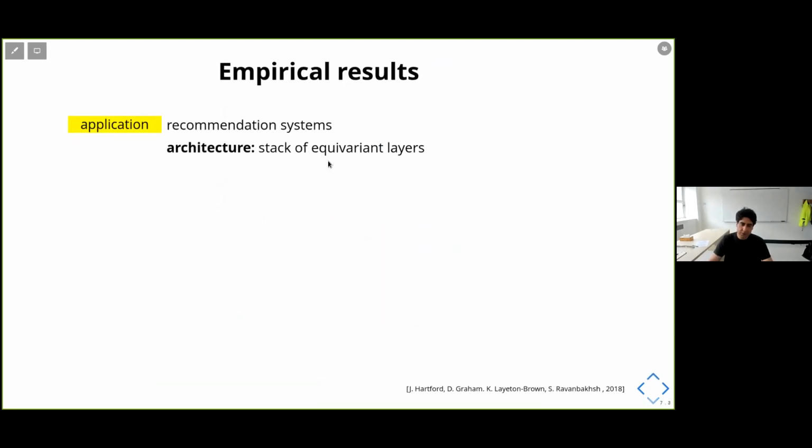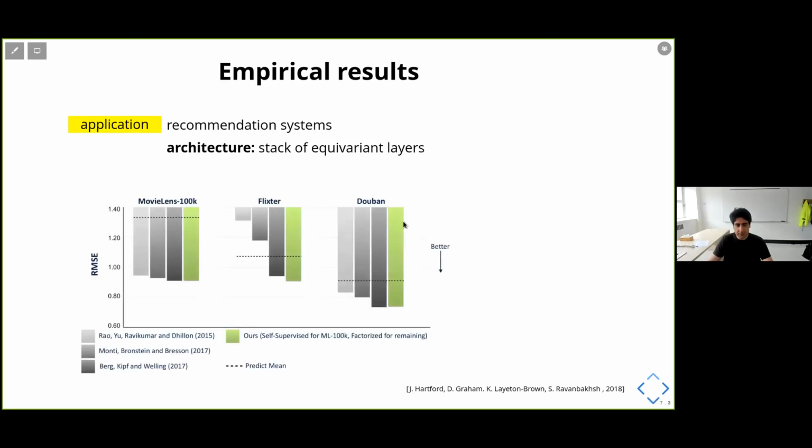And then if you just use a stack of these equivariant layers, that is, you build the equivariant NLP of these types of layers, we applied it to a recommendation system where we wanted to do matrix completion. At the time, we got state-of-the-art results on some benchmarks. So it performed well despite being very simple. It's just an equivariant NLP.